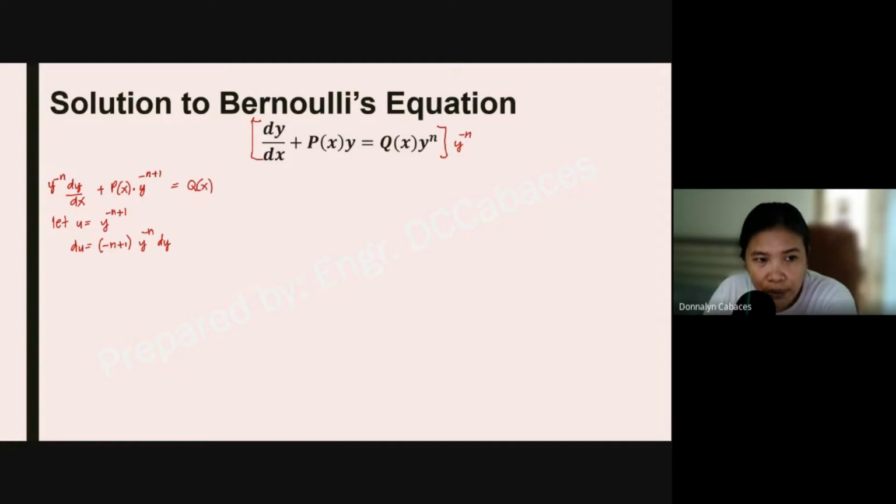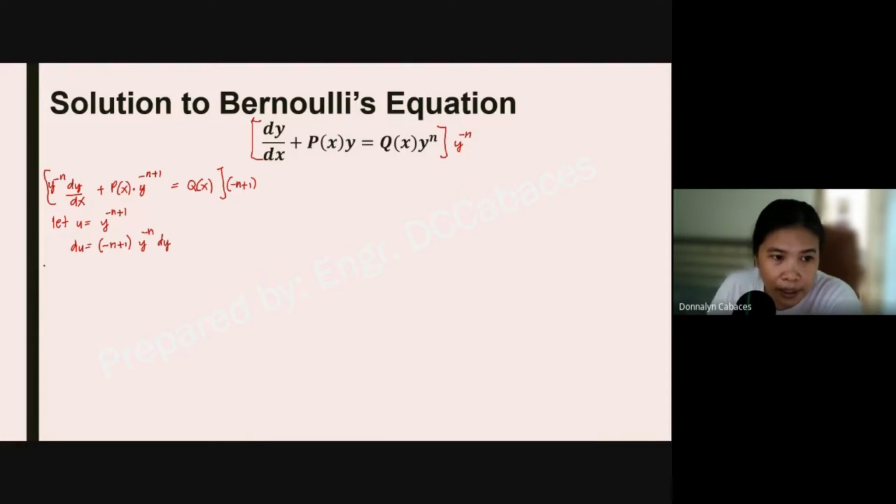So looking at the first term of the resulting equation, you have here y to the negative n dy. So what is lacking is the numerical coefficient negative n plus 1. So what we need to do also, when we multiply it by y to the negative n, we need also to multiply it by negative n plus 1. Okay? So let us try to multiply this by the numerical coefficient negative n plus 1. Again, this is just the numerical coefficient since n is the power or exponent of this y on the right side of the equation. When you add it to 1, then that is also a constant.